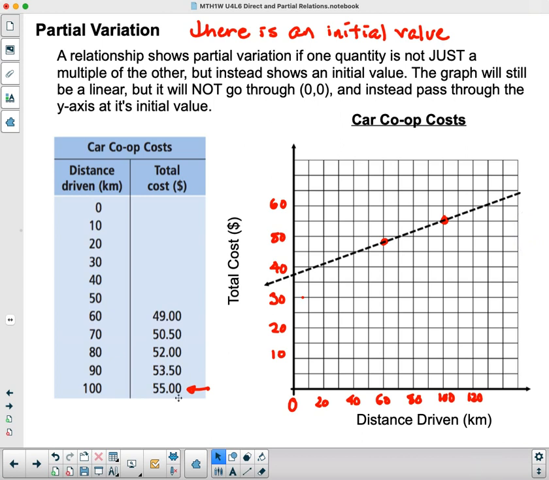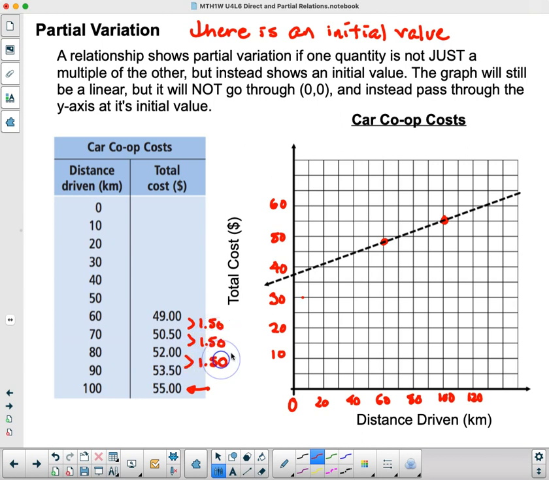Now we could fill in the rest of this if we wanted to. What is the rate of change? Can we go backwards from here? What's it going up by every time? To get from 49 to 50, it goes $1.50. So that's $1.50. And then this is another $1.50 and another $1.50.